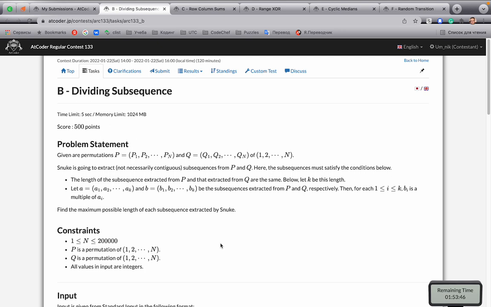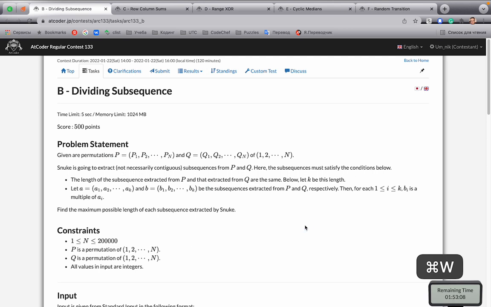In problem B, we are given two permutations. And we want to find some extension of the longest common subsequence. Instead of it being common, we should extract two subsequences from each permutation, and each element from the second subsequence should be a multiple of the corresponding element in the first subsequence.